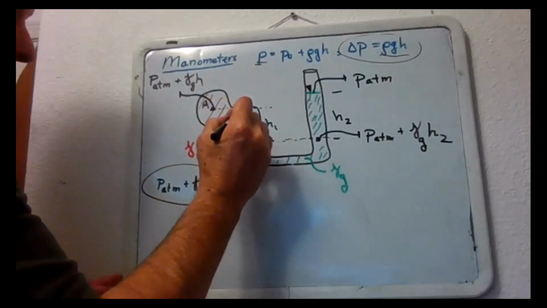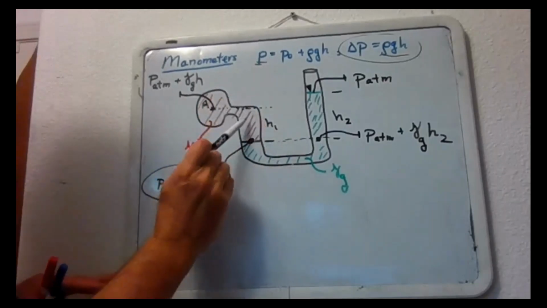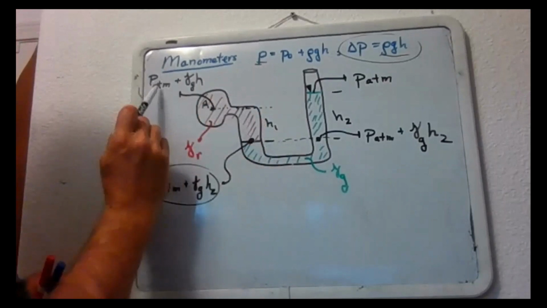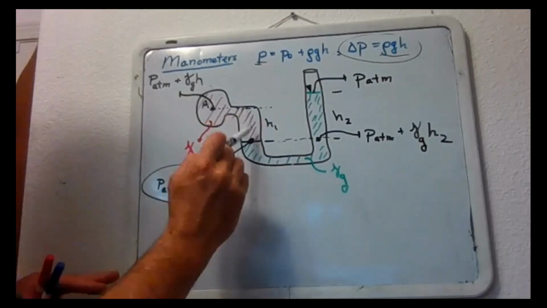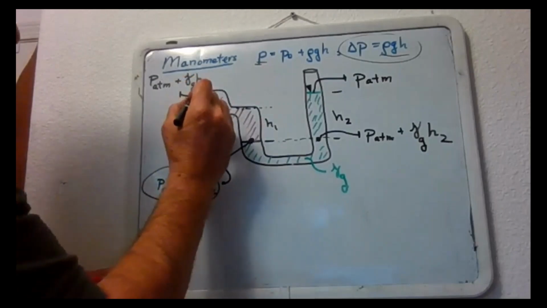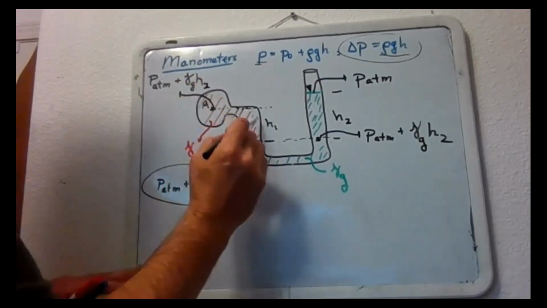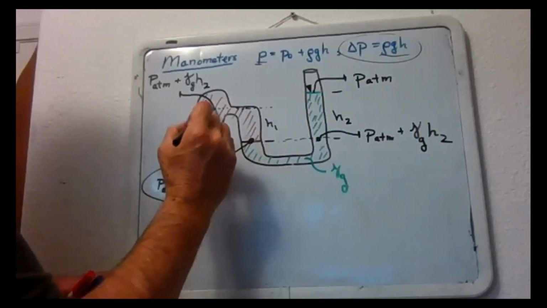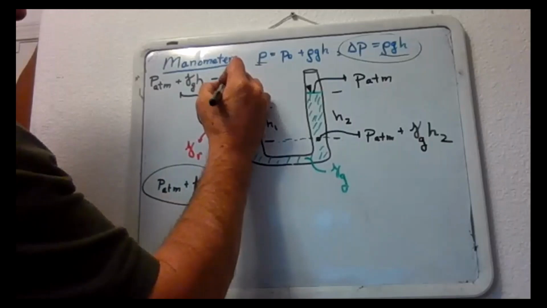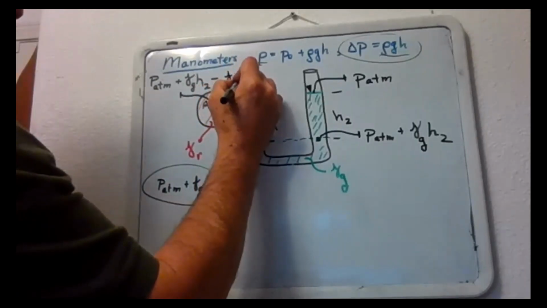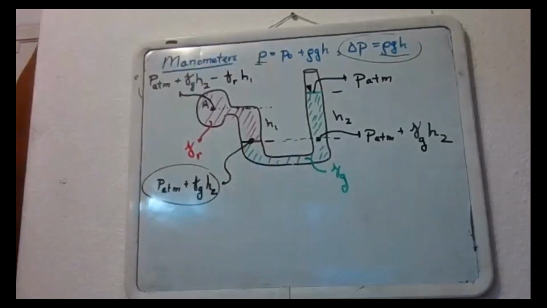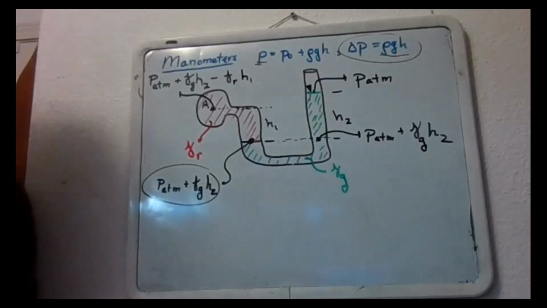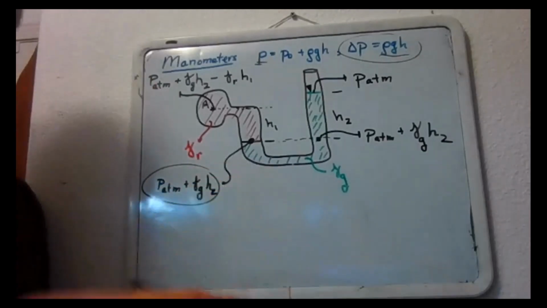So you could say, well, the pressure here would be P atmosphere plus gamma G H minus gamma R H1. And then going over to the left here, it's the same, so minus gamma R H1. Okay. Look, you don't need to do this on your homework.